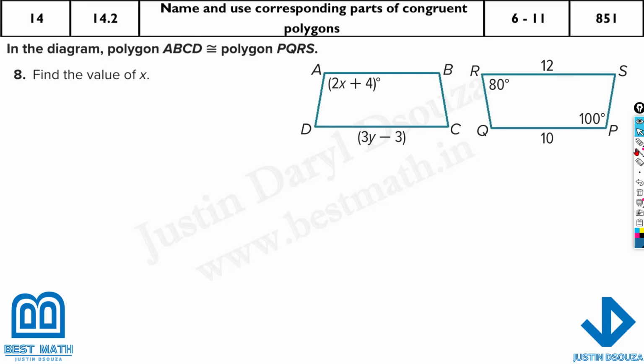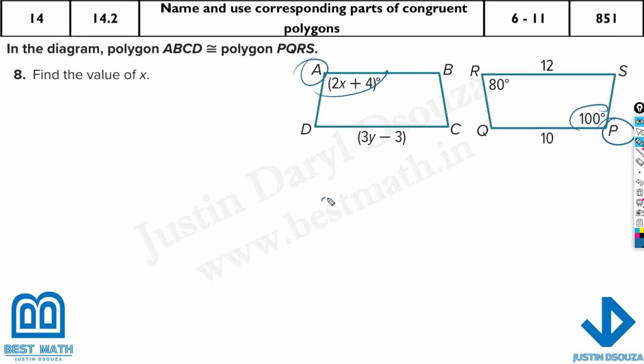And find the value of x. Now this is a polygon with 4 angles. This is a 4 sides. Basically A, B, C, D is congruent to P, Q, R, S. See, it's not aligned. It's upside down, but that's fine. We are looking at A, that is equal to P. So what is A value? We need to find x.